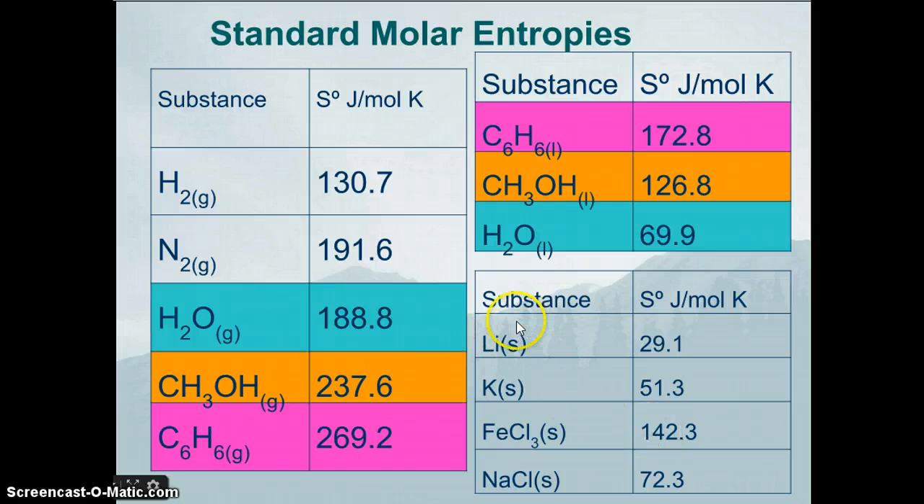My point here is that it's not the case that all gases are greater than all liquids, which are greater than all solids. You can have solids that have high entropies, and you can have gases that have low entropies. But in general, if you compare the solid and the liquid of the same species, the solid will always have the lower entropy.